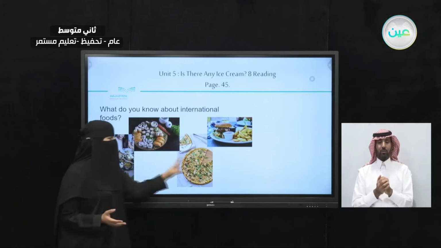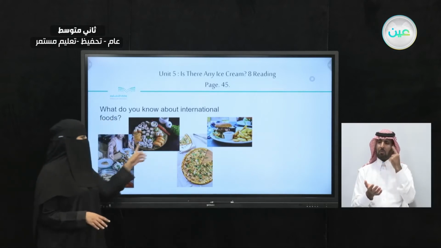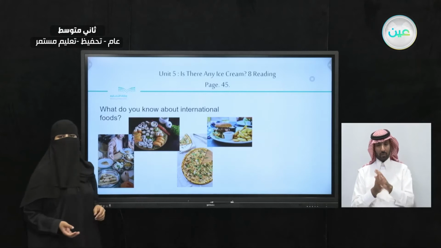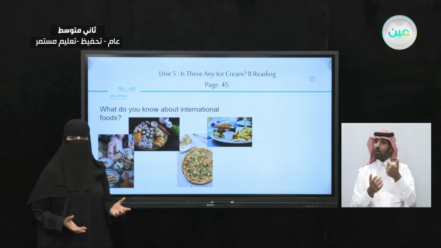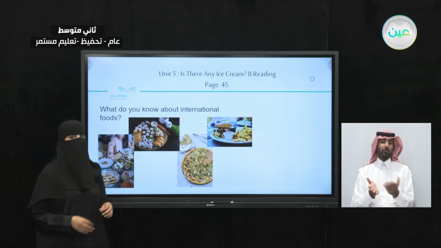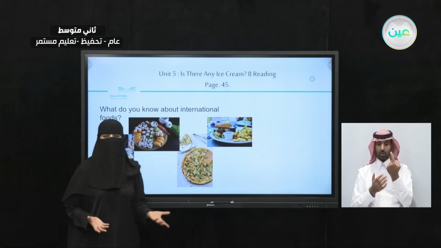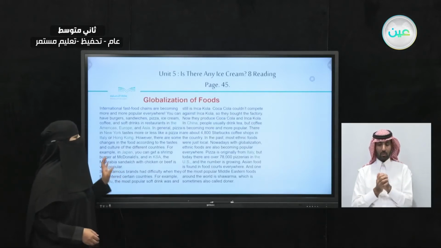But it's not for a certain place. It's not ethnic food. Unlike the sushi, it is ethnic food. It's Japanese food. And these Indian dishes are originally from India, right? Now, how about international food? What kind of food can we call international and what kind of food can we call ethnic food?